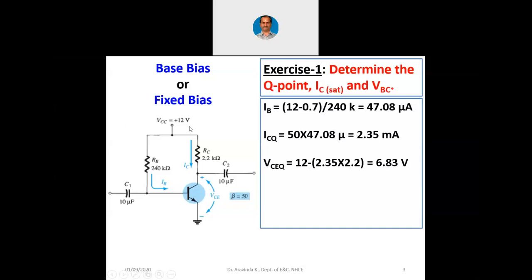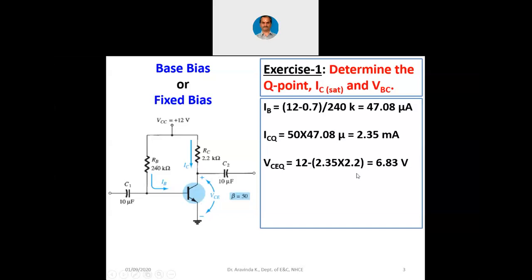So what does it mean? The supply voltage is 12 volts. Ideally, we should have VCE as 6 volts. It is somewhere nearer to 6 volts only. So that way, we can say that this transistor is in the middle of the active region.